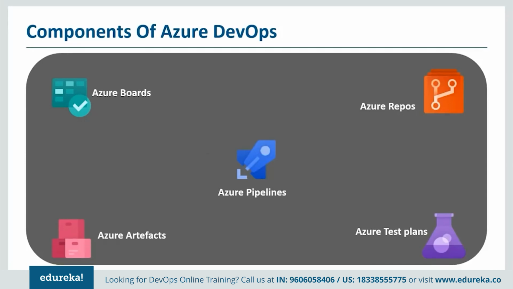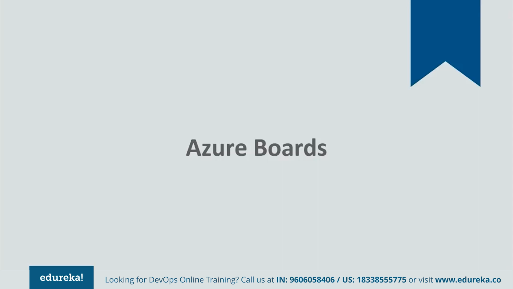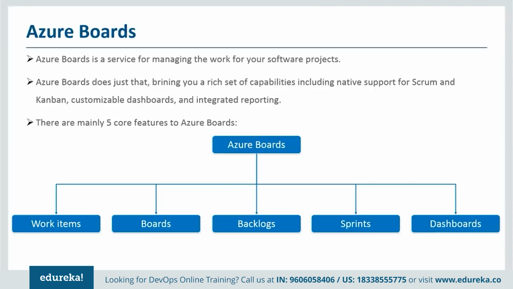Now let's look at some more of these things. First, as I said, is Azure boards. We have got 5 different components as part of Azure boards. As I said earlier, Azure boards is a service for managing the work of your software project, which means you want to create some, let's say, epics. You want to create some features, basically some tasks, some product backlog items. You want to create some bugs. All this can be handled in Azure boards.